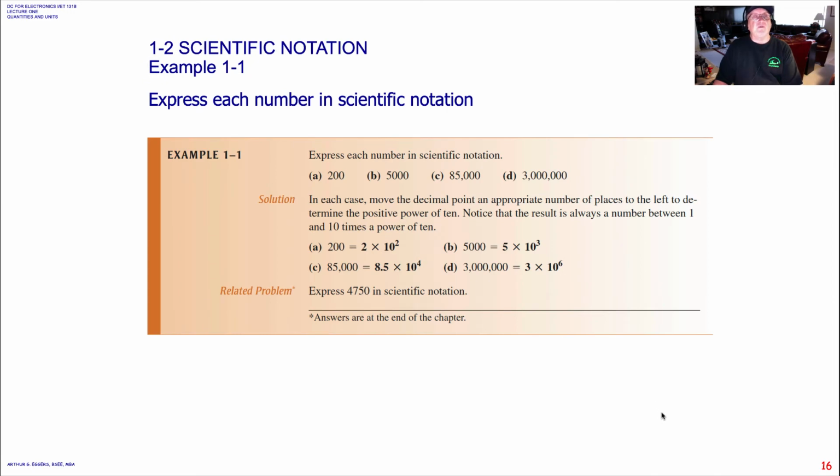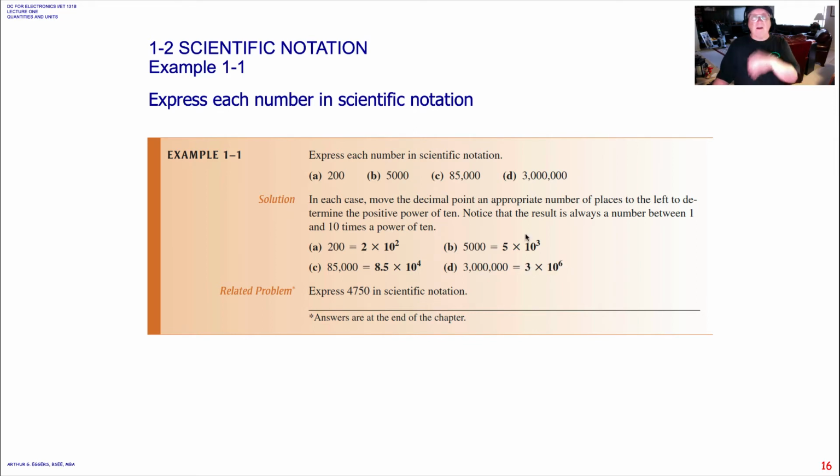So if we look at examples here, expressing each number in scientific notation, your text gives you 4 values here that you are to convert into scientific notation. So 200 becomes 2 times 10 squared. 5,000 becomes 5 times 10 cubed. 85,000 becomes 8.5. Again, remember the rule, between 1 and 10. 8.5 times 10 to the 4th. And 3 million then becomes 3 times 10 to the 6th.